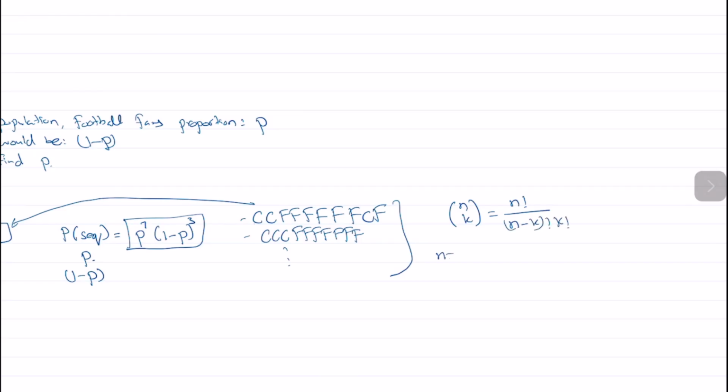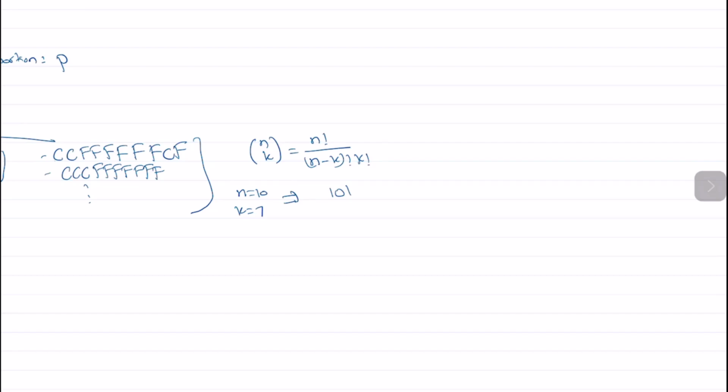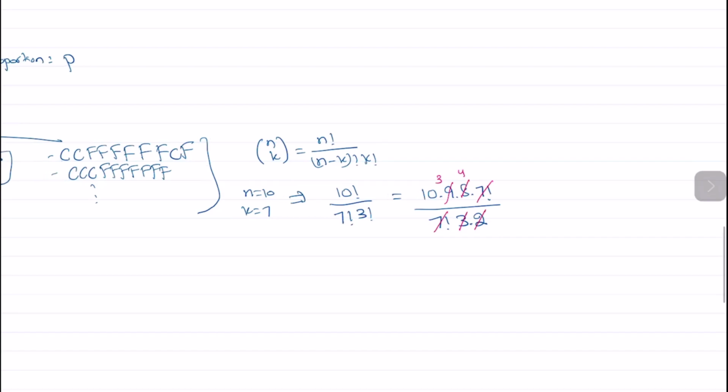Now in our case, n is 10, k is 7. When plugging these numbers in, we get 10 factorial divided by 7 factorial multiplied by the denominator 3 factorial. This will be equal to 10 multiplied by 9 multiplied by 8 multiplied by 7 factorial, divided by 7 factorial times 3 times 2, which is 6. So the 7 factorial cancels out, and we get 10 times 9 times 8 divided by 6, which is 120.